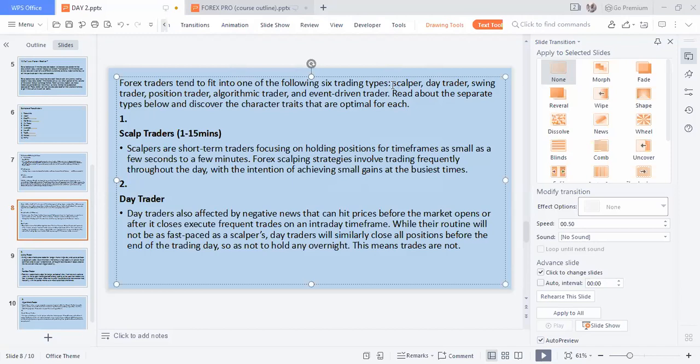The next phase I would like to talk about, class, is traders. Forex traders tend to fit into one of the following. If you're a forex trader, then you fit into one of these: scalper, day trader, swing trader, position trader, algorithmic trader, event-driven trader. I will explain them one by one.